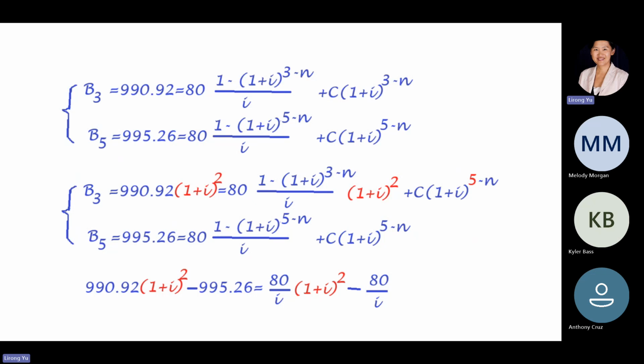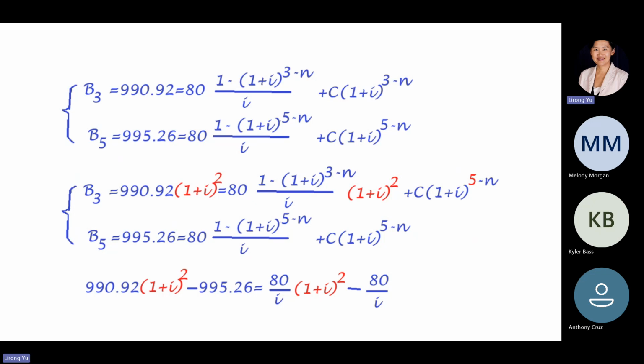So the first variable I want to eliminate is N. So the first equation had power 3 minus N, the second has 5 minus N. So I wanted to multiply both sides of the equation. In the first equation, multiply by (1 plus I) squared. So if you multiply (1 plus I) squared to both sides of the first equation, we're getting this. Okay, and then the power 3 minus N becomes 5 minus N. And this multiplied, that's also 5 minus N. Are we okay there?